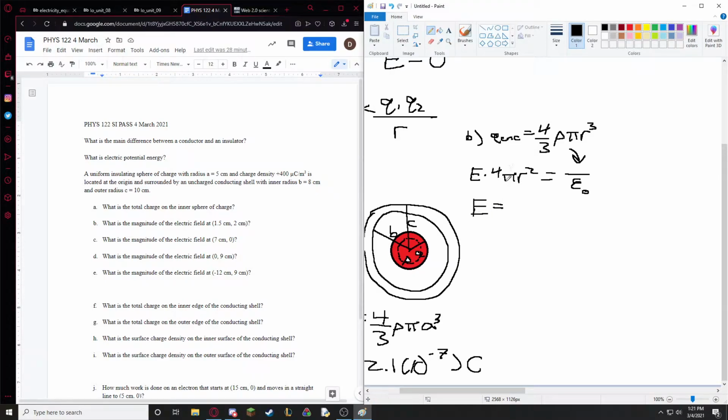So the 4 cancels out, the pi cancels out, r squared cancels out with r squared, so we have 1 r on the top. We have epsilon naught on the bottom. We also have a 3 on the bottom, and we have a rho. So we have rho r over 3 epsilon naught. Essentially, our electric field increases linearly inside the insulating sphere, which then we plug values into.